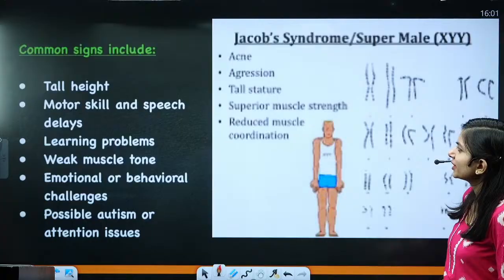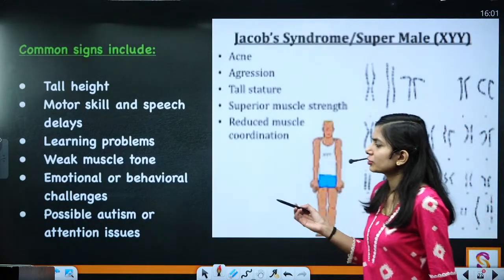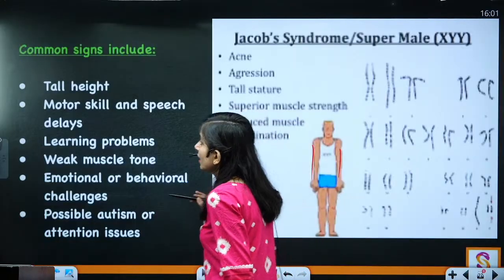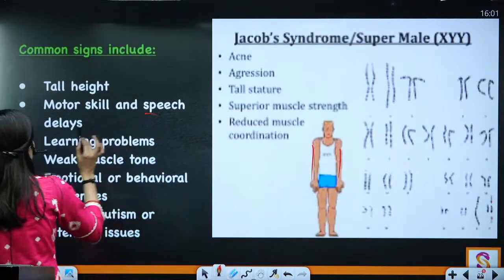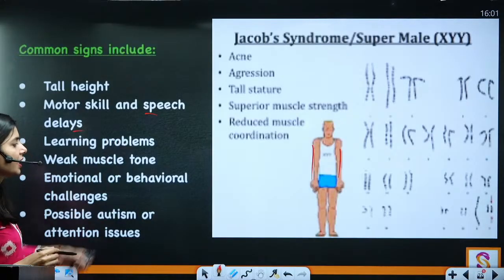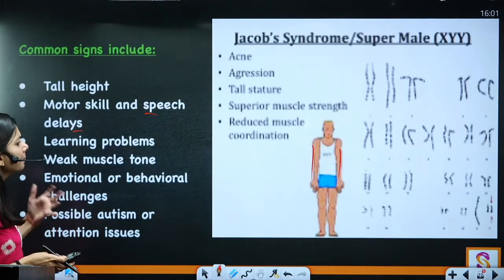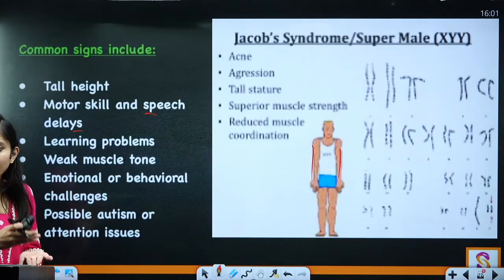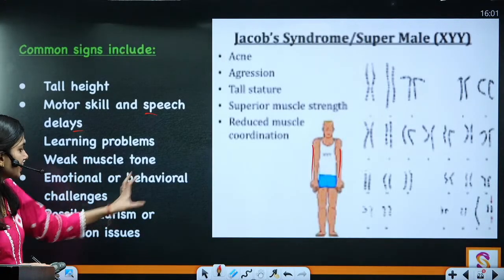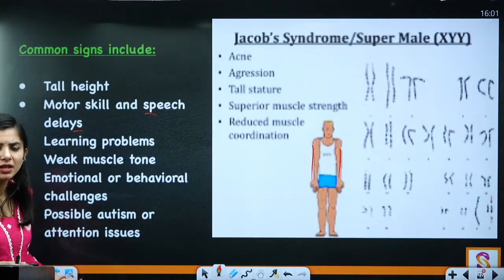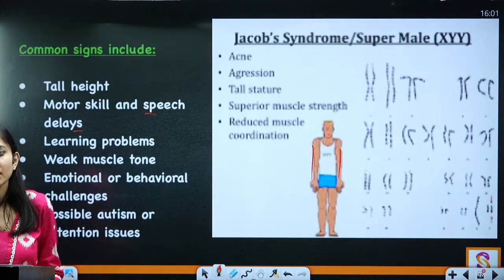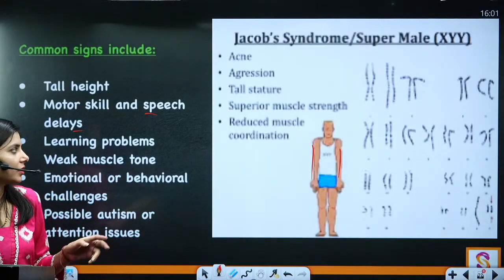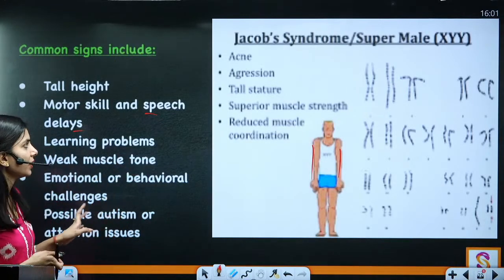Fine. What could be the common signs for that? That person is going to have tall height, but their body structure is going to be very lean. Their motor skills and speech are also going to be delayed. They will have some learning problems. Somehow, they are for sure going to be infertile. But other than the infertility, they have some behavioral issues. The child may be autistic. So that's one of the parts of Down syndrome. So it could be there. Hope you can understand it well.